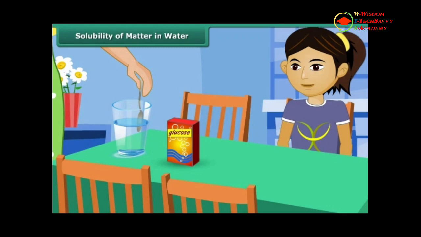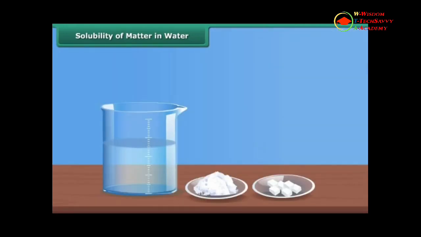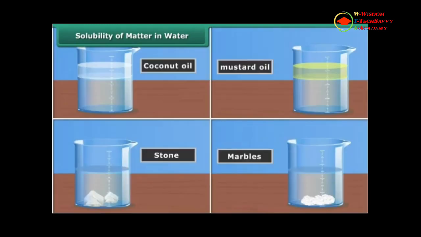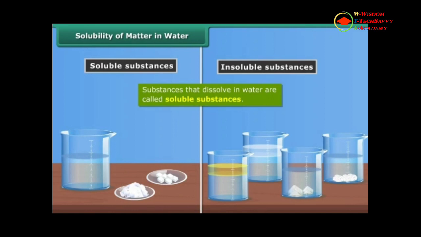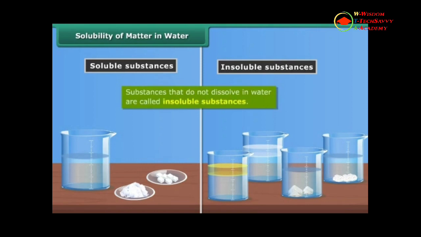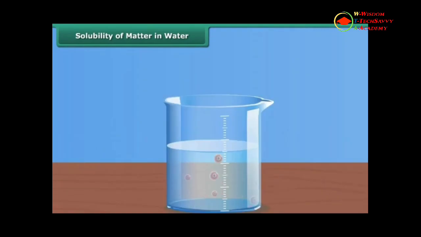She observes that some substances dissolve easily in water, like salt, sugar, etc. She also notices that some substances do not dissolve in water, such as coconut oil, mustard oil, stone, marbles, etc. Substances that dissolve easily in water are called soluble substances. Substances that do not dissolve in water are called insoluble substances. Some gases are also soluble in water, such as oxygen. Oxygen dissolved in water helps aquatic animals survive.